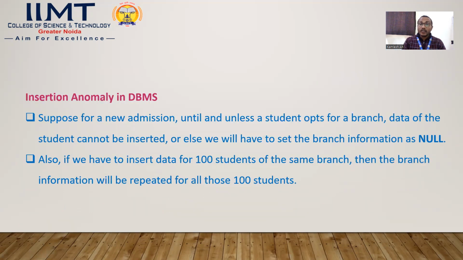What is insertion anomaly? There are three types of anomaly: insertion, updation, and deletion. Firstly, we will learn what is insertion anomaly in a database. Suppose for a new admission, until and unless a student opts for a branch, data of the student cannot be inserted, or else we will have to set the branch information as null. Also, if we have to insert data for 100 students of the same branch, then the branch information will be repeated for all those 100 students.